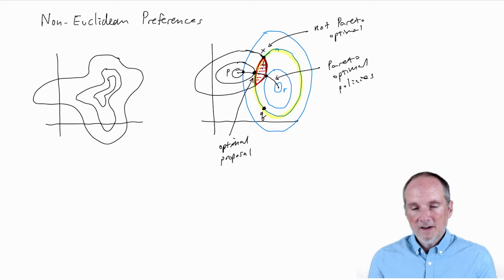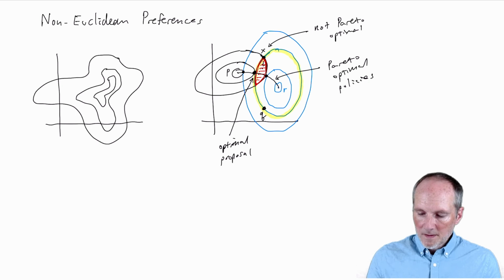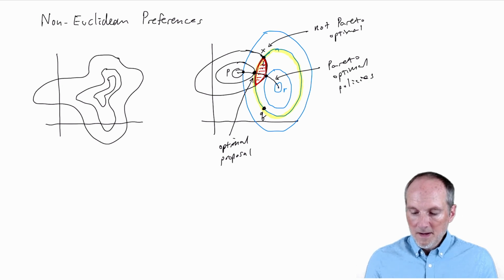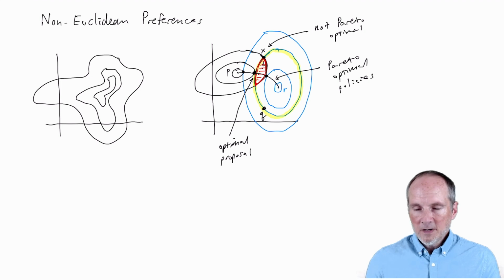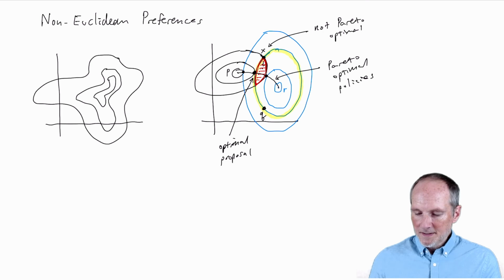Given the status quo where I've put it, this policy would be the best thing for the first politician to propose. And once again, we see that there's tangency there. The optimal proposal for politician 1 will always be Pareto optimal. So that also is a general feature that carries over to more general preferences. I could go on more about this model. It's a very rich model, but I think that's enough.